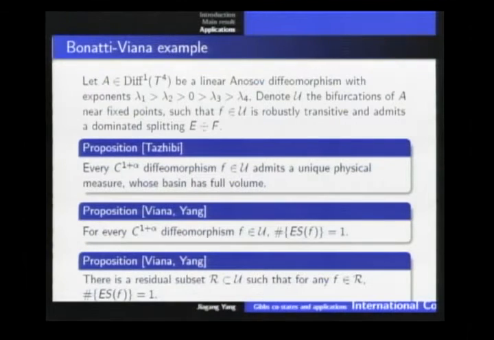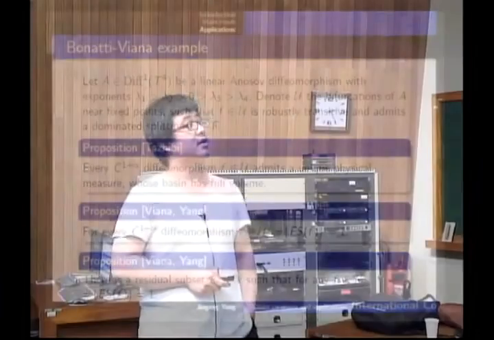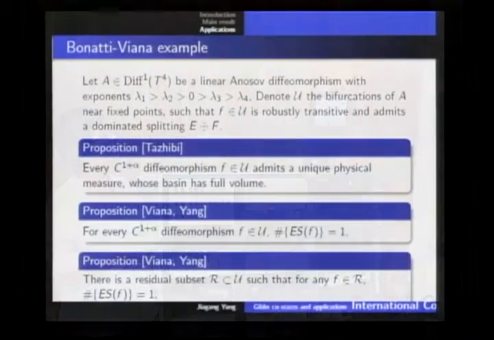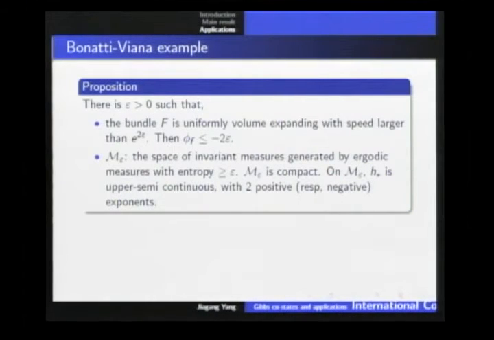And in particular, it should satisfy the Pesin formula. And the second thing: there exists a C1 residual subset of diffeomorphisms, of the Bonatti-Viana example, such that every C1 diffeomorphism typically has a unique physical measure. Okay, so the proof is quite similar to the proof before. We need to explain a little more on this. The proof is a little more complicated. Yeah, this is new. Masala didn't believe this before, but it's correct.